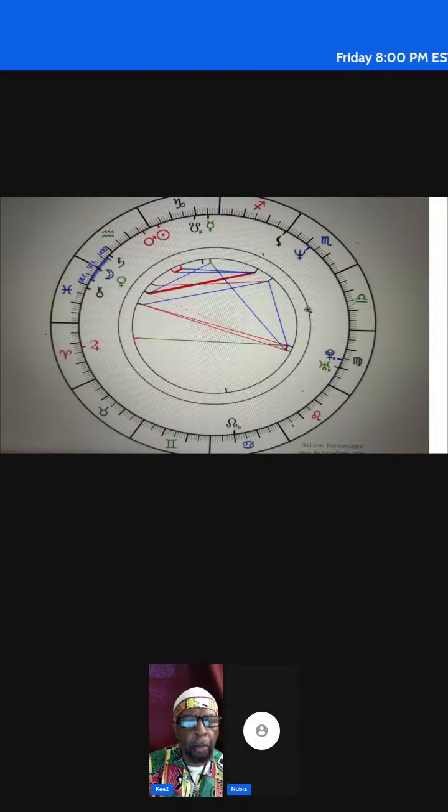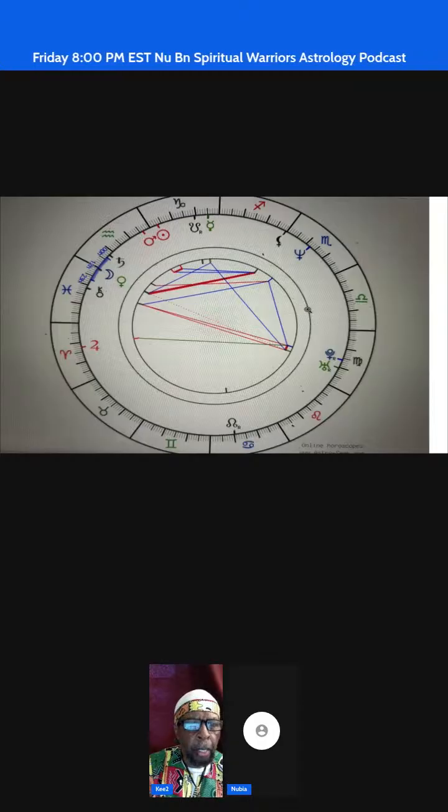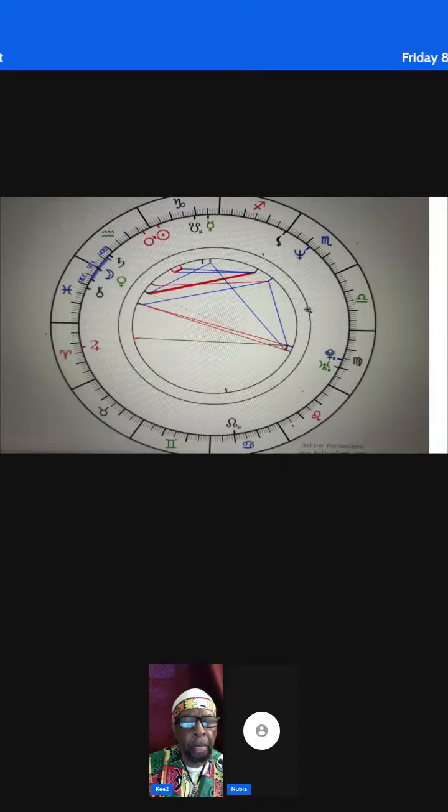Okay, so in the process of going through the chart, I have Sister Nubia. She's here with me, and she's going to help in that regard. Before Sister Nubia comes in and assists, I want to go around the signs for each one of those houses to familiarize you with that if you're not already familiar.